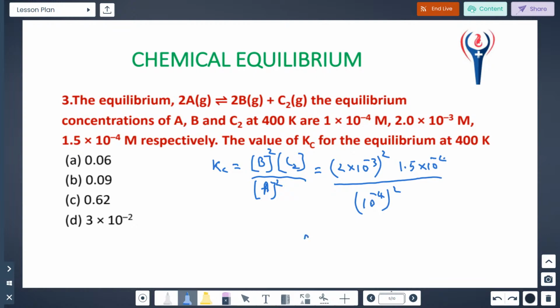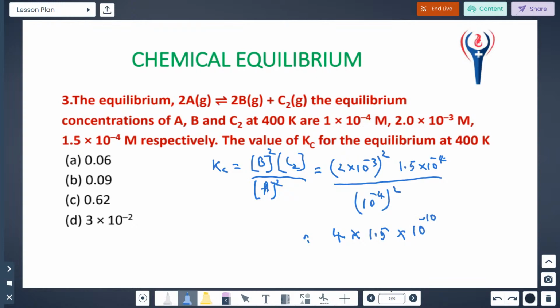Then if you simplify, what's the answer here? It's 2 square, no? This will be 4 into, understood? Then this will be what? 10 power minus 3 into 2, 10 power minus 6. This is what? 10 power minus 4. Then we can write here, I write 1.5 here. Then 10 power minus 6 minus 4, it will be 10 power minus 10.